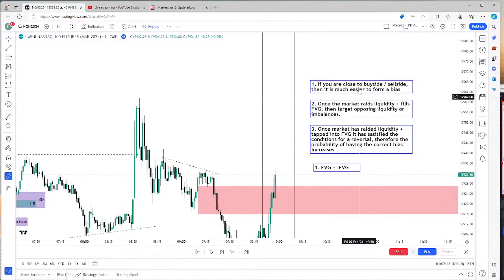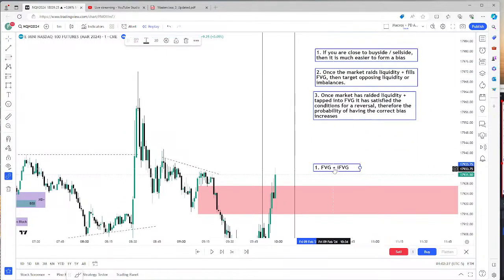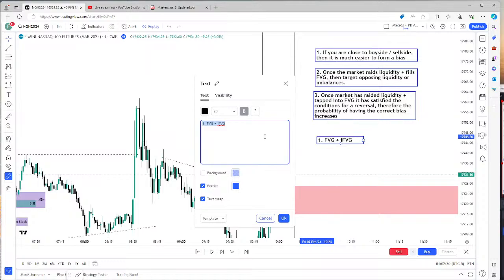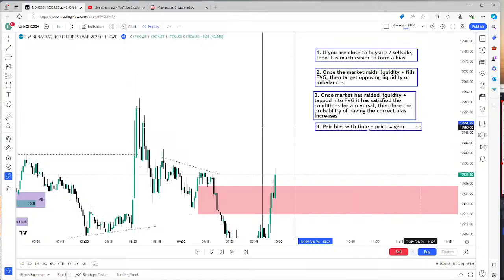So again, these are the notes we've kind of formulated so far, right? This is based on bias, and let's actually add another one here. So what I'm going to say here is you're going to pair your bias with time and price, and that's like the gem. That's the true gem. So time comes first, then price comes second, right? Now, what do I mean by time?